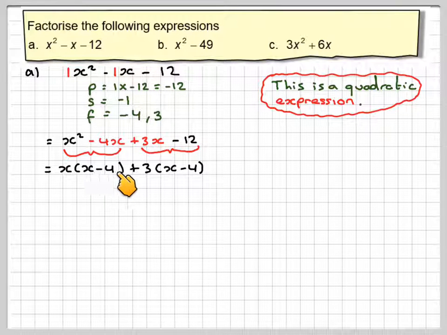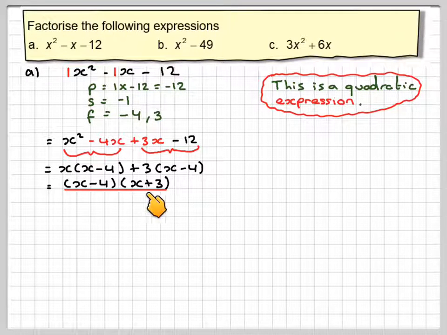Now, if you do the process correctly, always here and here, you'll have the same thing. Now, this x minus 4 now becomes a common factor, so it can now come out, and you'll be left with x plus 3. This is now done. You don't now solve this because it's just an expression.